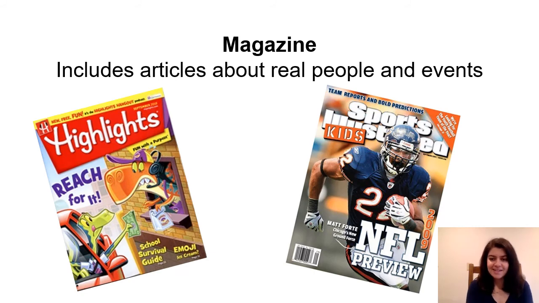This nonfiction text some of us are pretty familiar with. This one is called a magazine. A magazine includes articles about real people and events. So this one on the left is called Highlights. That's one I used to read when I was a kid, and it had all kinds of information for kids your age in elementary school, and it would have some fun activities that you could do in there too.